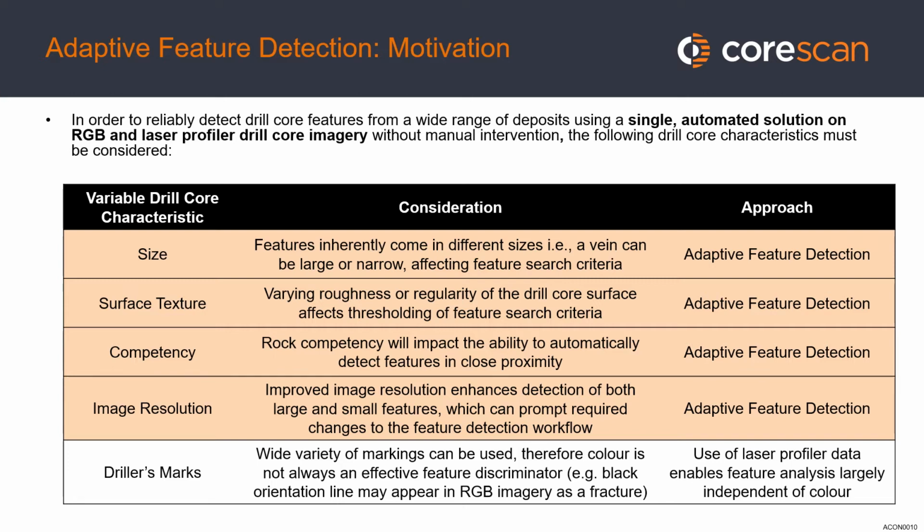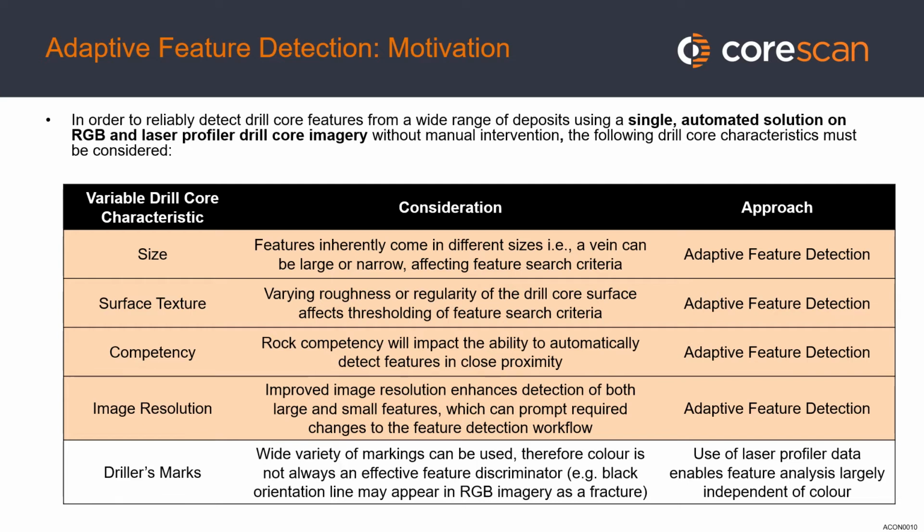size. Surface texture. Varying roughness or regularity of the drill core surface also affects thresholding. Rock competency will impact the ability to automatically detect features, especially those in close proximity. Also, image resolution. We know that improved image resolution will enhance detection of both large and small features, but this can also prompt required changes to be made to existing feature detection workflows.